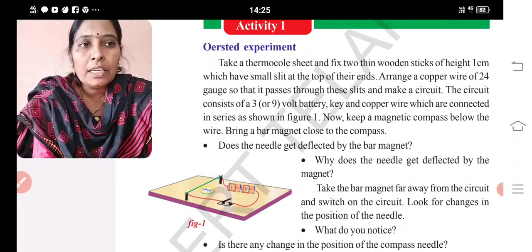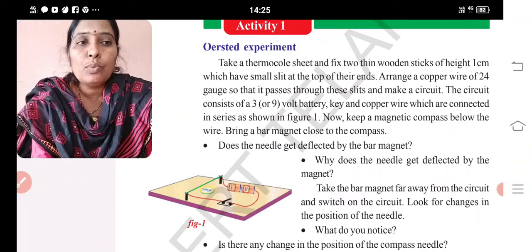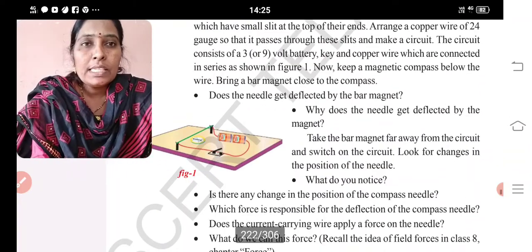Now keep a magnetic compass below the wire. Bring a bar magnet close to the compass. Does the needle get deflected by the bar magnet or not? Why does the needle get deflected by the magnet? Take the bar magnet far away from the circuit and switch on the circuit. Look for the changes in the position of the needle. What do you notice? Is there any change in the position of the magnetic needle? So what is the experiment?